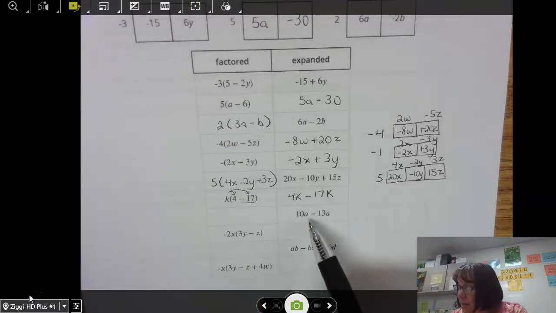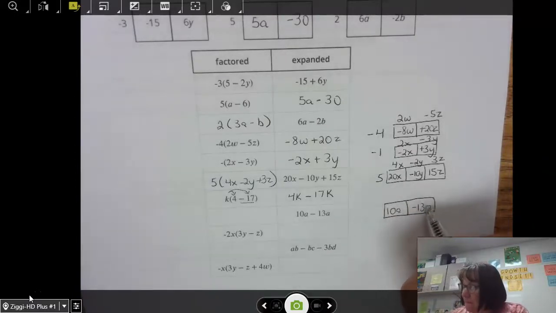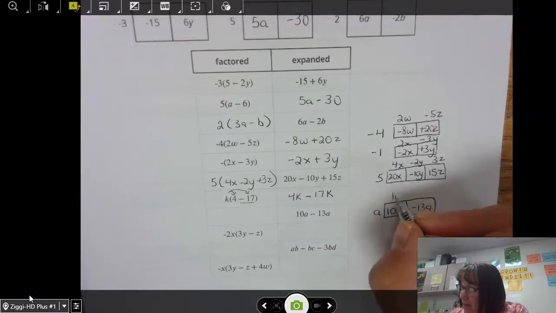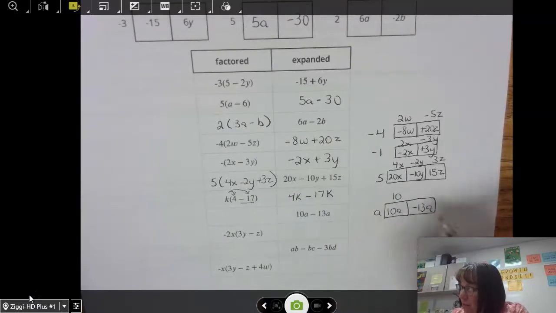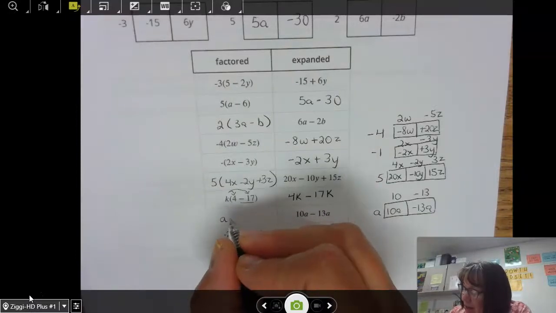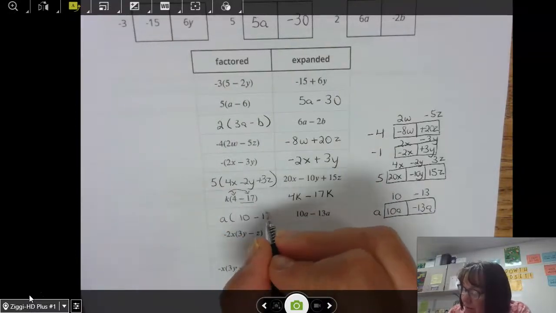Look at 10 and 13a. What can I factor out? What's the same in both of those terms? An a, right? There is no number that goes into 10 and 13, but I can take an a out, which would leave me 10 here. 10 times a is 10a, and negative 13 there. So then what we did was factored out an a, and we still had 10 minus 13.